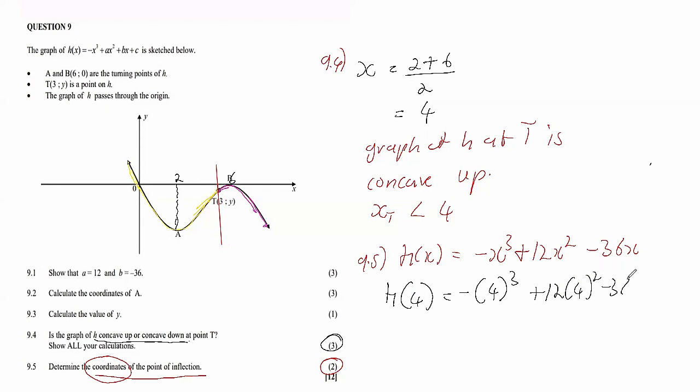And then minus 36, and then here you have 4. And then you just punch it into your calculator. So you get your value as negative 16, right? So that means the coordinates of the point of inflection are 4 is to negative 16. And then you are done, right? Okay, and that's how you were expected to tackle this question for a total of 12 marks.